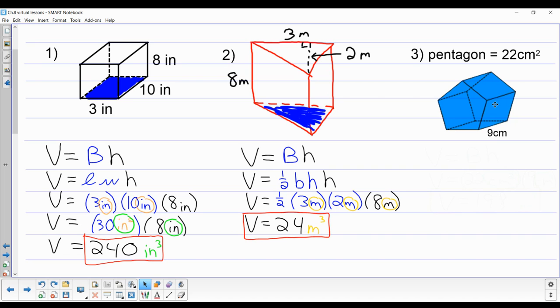The last problem is a pentagon prism. I know this because I can see all the rectangles, and the spaces, the front and back here, are the only 2 that are not rectangles, and they are pentagons. So we write the formula. Volume is equal to the area of the base times height.